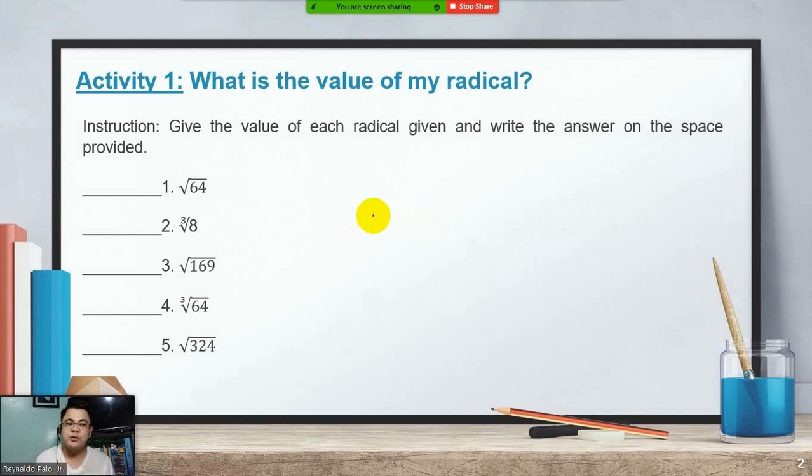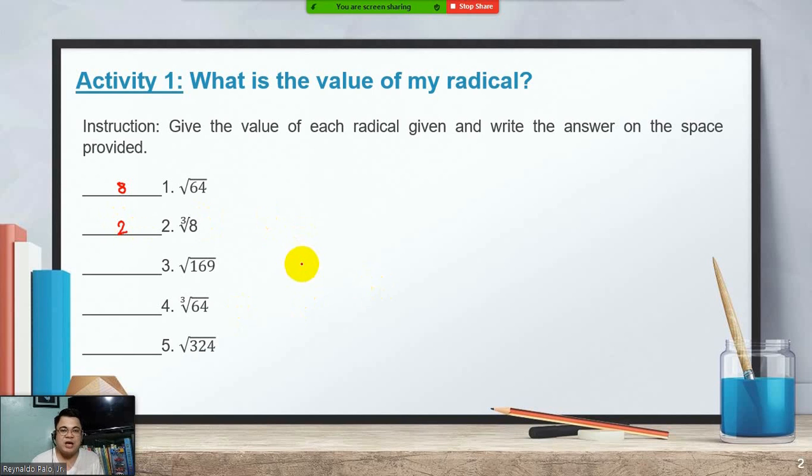So number 1, let's have square root of 64. As you can see, 64 is a perfect square. Therefore, if we will be extracting the square root of 64, it is 8. Next, let's have cube root of 8. 8 is a perfect cube number. So again, if we will be extracting the cube root of 8, we will be getting 2.